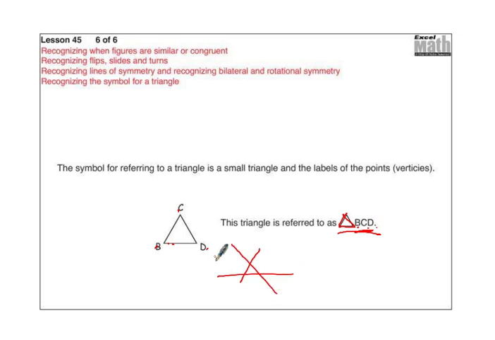If I have this shape here and I put an A, B, C, D, E. If I want to talk about this top triangle, I write triangle ABC. If I want to talk about the bottom triangle, I can write triangle CDE. That refers to this triangle right here. So this is how we write a symbol for the name of a triangle.